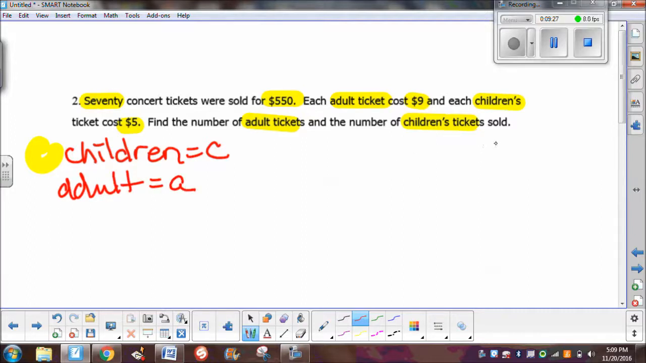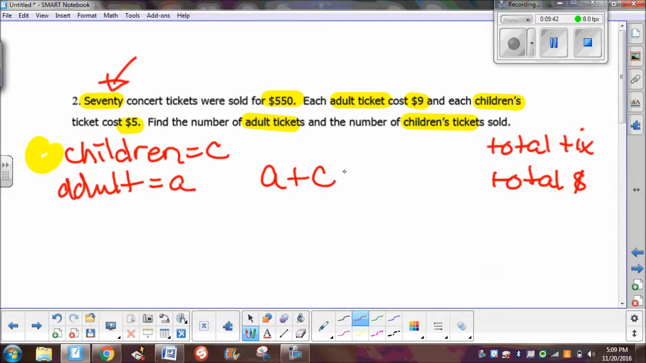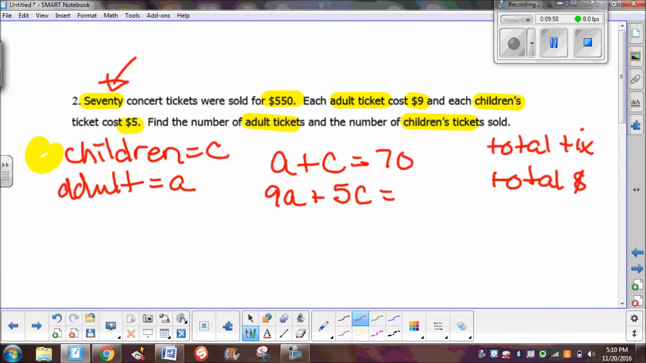And then we're going to have 2 equations. We're going to have total tickets and total money. So my total tickets says right here 70. So A plus C equals 70. And now the money, so the adult tickets are $9. So 9A plus the children tickets, 5 times every child ticket sold, equals my money, $550.